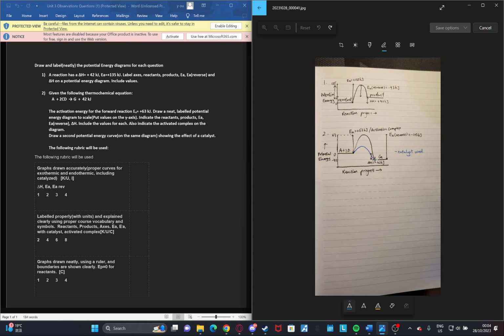It'll also end up with the same enthalpy change when A plus 2D becomes G, because the catalyst does not take part in the reaction, so heat has not been destroyed or increased. And that is it.